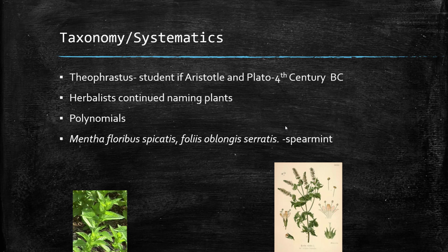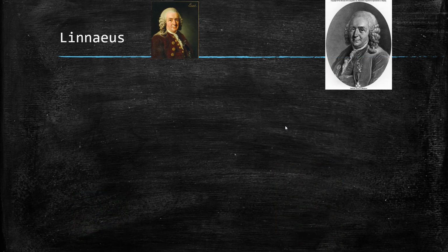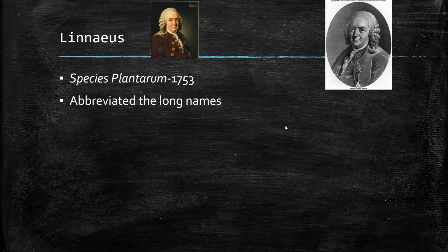But they used these long names. They were Latin descriptions of what the plant looked like. That's what the name was. But that's hard to memorize, hard to pass from one scientist to another. Then along came Linnaeus, Carolus Linnaeus, and he wrote a book on the species of plants in the mid-1700s. And what he does is he takes those long names and he abbreviates them.